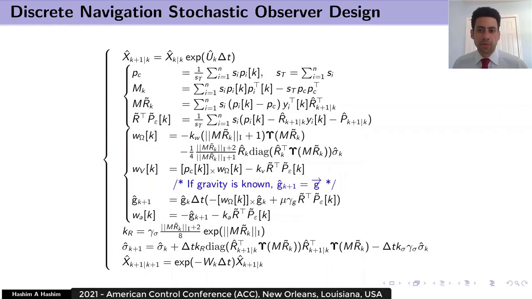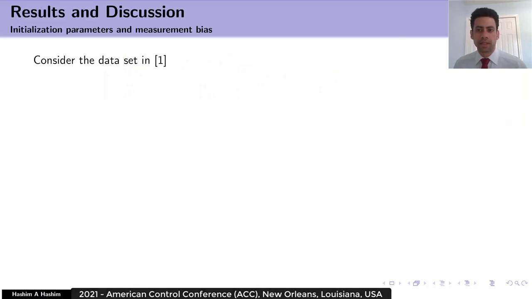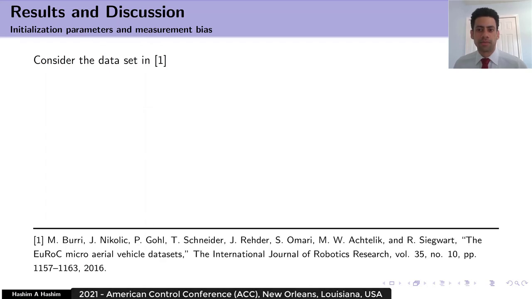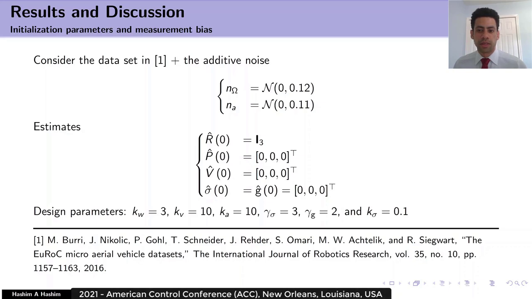Although the observer is proposed in a continuous form, this slide shows the proposed stochastic observer in its discrete form. Now let's move to experimental validation. In order to validate the robustness of the proposed approach, we used the dataset in reference 1. And the dataset in reference 1 is supplemented with additive noise. And the estimate and the design parameters were defined as shown here.